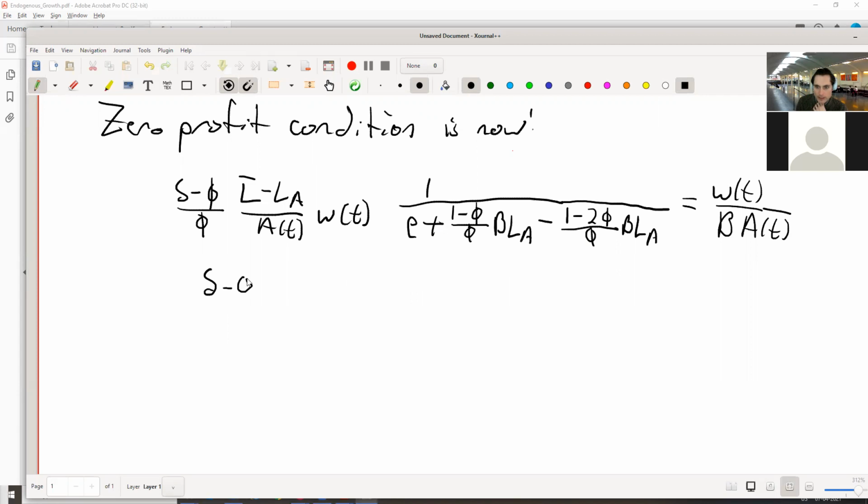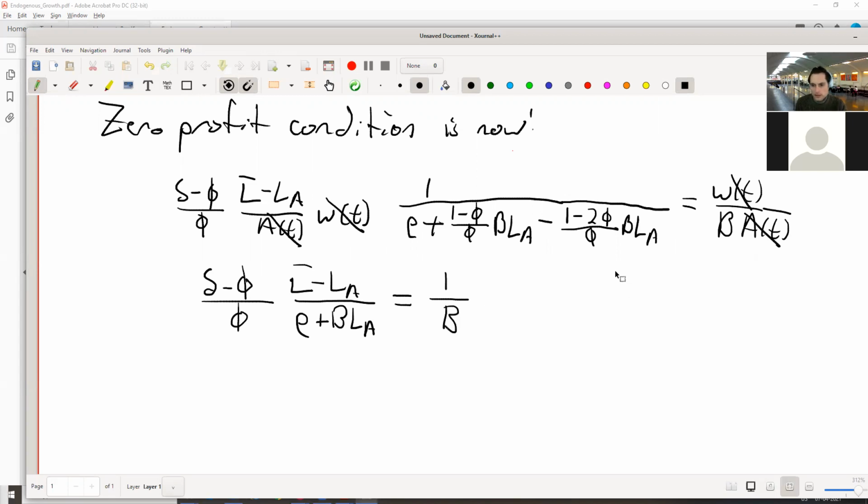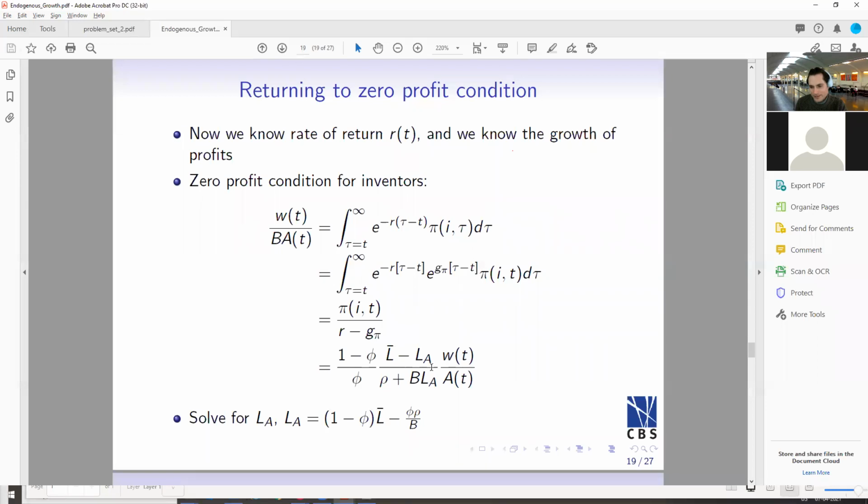Delta minus phi divided by phi, L bar minus LA, right, divided by rho plus BLA. All right, here we have an A, here we have an A, here we have a W, a W is equal to 1 divided by B. Is that what I get here? Yeah, well, I just canceled these two things out.